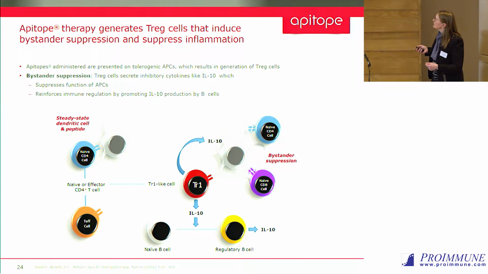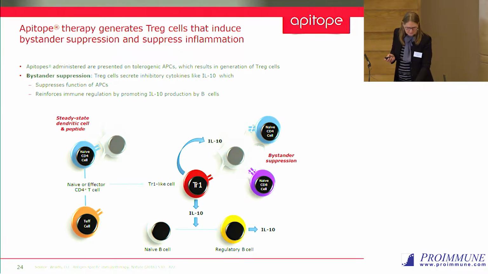But this TR1 cell, through probably IL-10, but probably more factors that they secrete, will have a feedback on the dendritic cell to actually downregulate its antigen-presenting function. And that means that you will also have a bystander suppression on other T cells and other antigens that are expressed on the same dendritic cell. But it will also have an impact on naive B cells being matured into regulatory B cells, and that is important when you have an antibody-mediated autoimmune disorder, and I will come back to that.